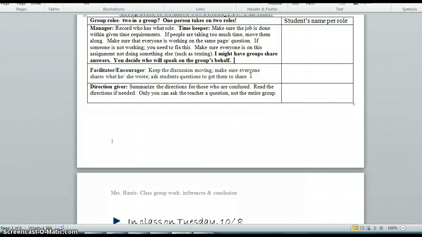And if they write a really short answer, it's your job to say, why did you write that? What else can you say about that? That's your job. Direction giver, summarize the directions for those who are confused. Read the directions out loud if needed. Only you can ask me a question, not the entire group.